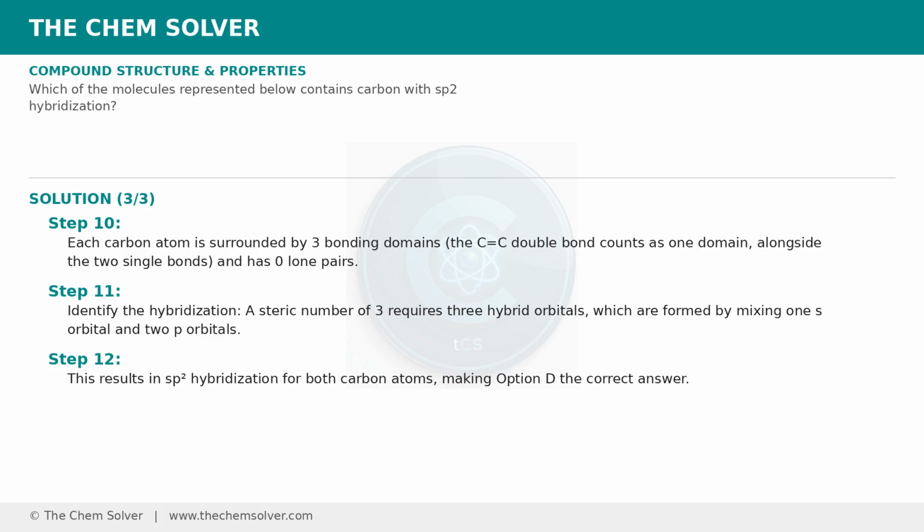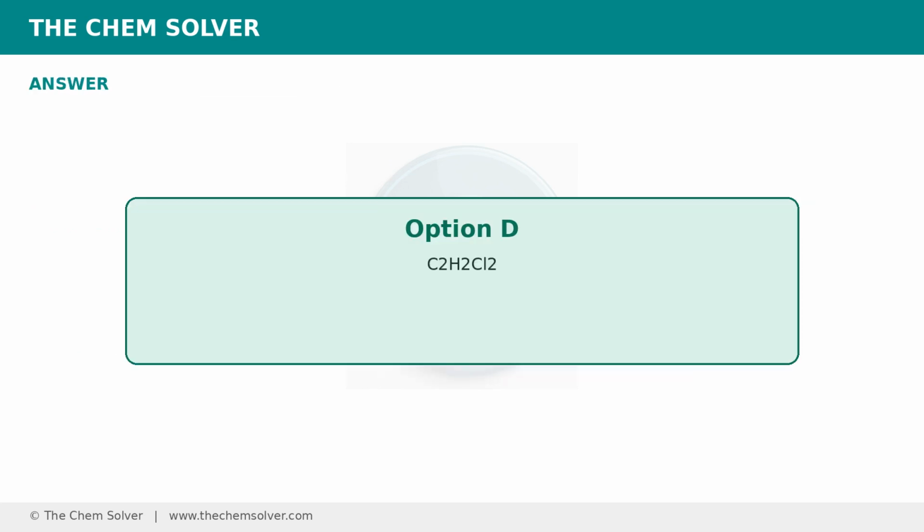Identify the hybridization. A steric number of 3 requires 3 hybrid orbitals, which are formed by mixing 1 s orbital and 2 p orbitals. This results in sp² hybridization for both carbon atoms, making option D the correct answer. The correct answer is option D, C₂H₂Cl₂.